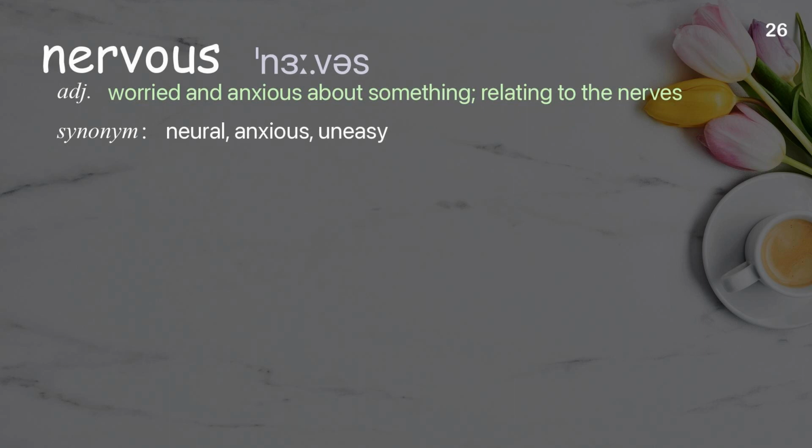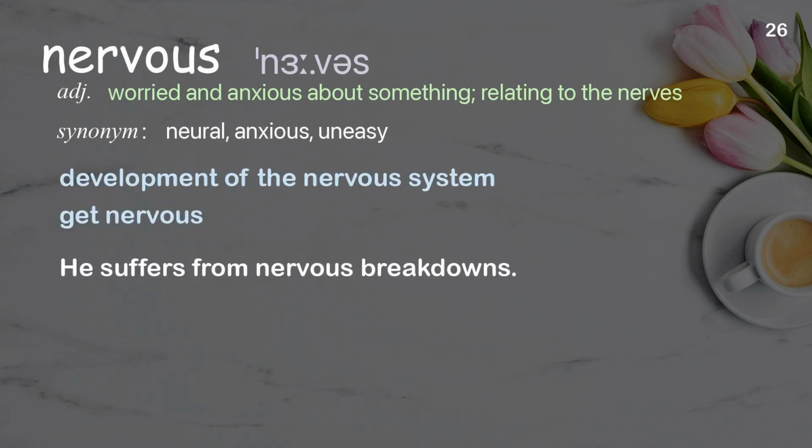Nervous. Worried and anxious about something, relating to the nerves. Examples: development of the nervous system. Get nervous. He suffers from nervous breakdowns.